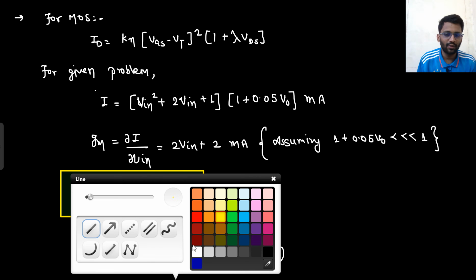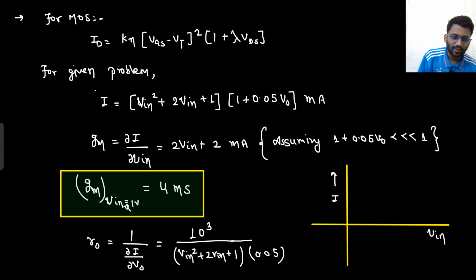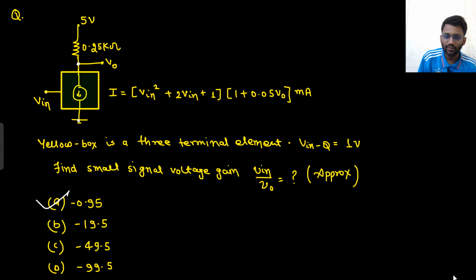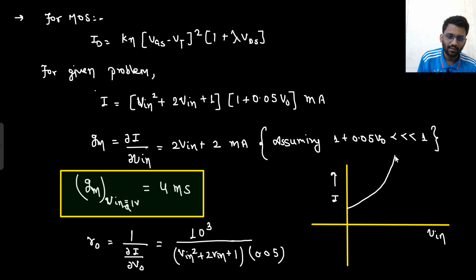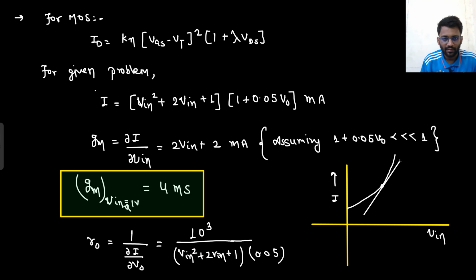Why do we need the gm value? Because I am not explaining this problem in great depth, because we have already studied it. So here the relation was between V in and I, so I versus V in. The relation was V in square plus 2 V in plus 1. It could be somewhat like this. So I found the slope at this particular point, where V in equals 1 volt. At this point, I found the slope, del I upon del V in.